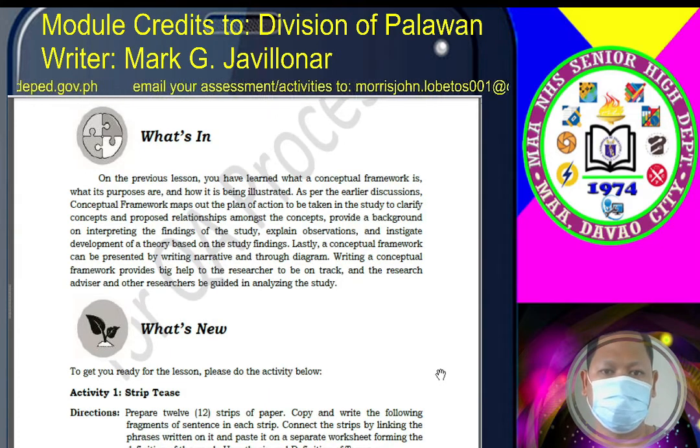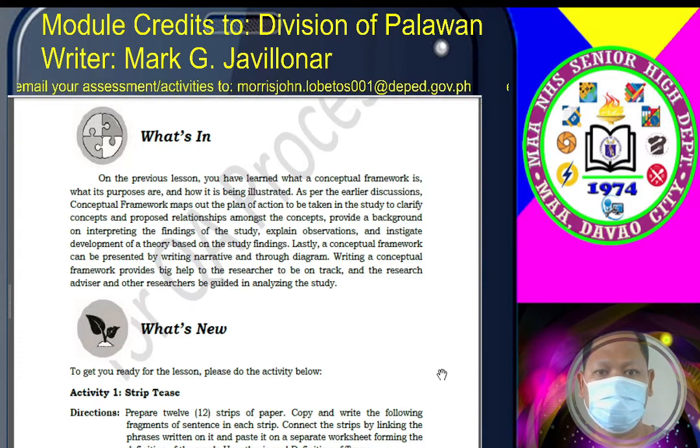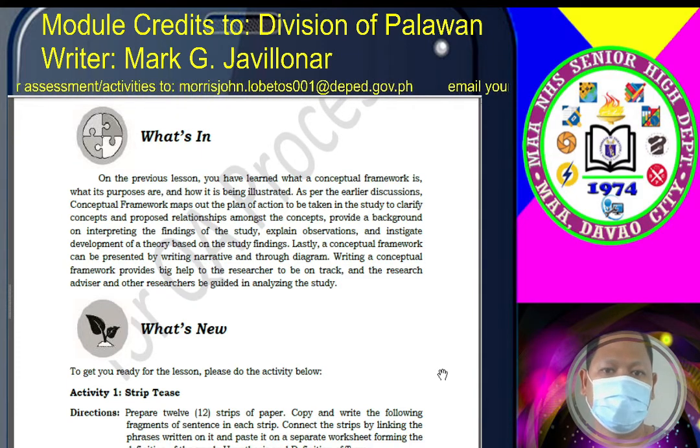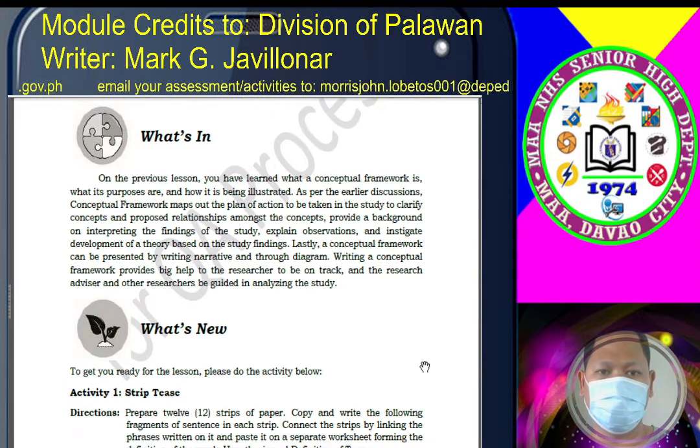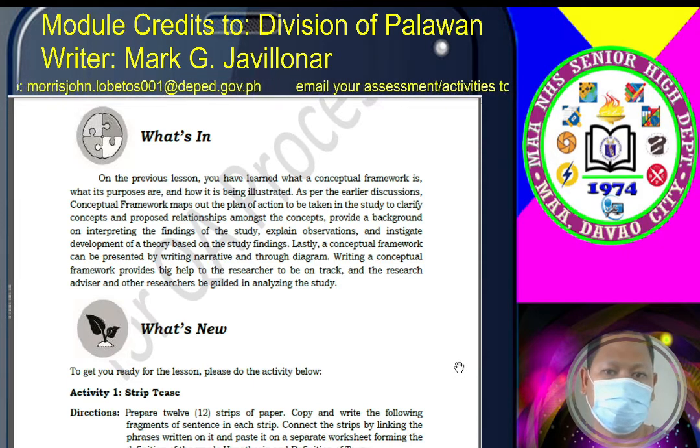In a previous lesson, you have learned what a conceptual framework is. A conceptual framework maps out the plan of action to be taken in the study to clarify concepts and propose relationships among the concepts, provide a background on interpreting the findings of the study, explain observations, and investigate development of a theory based on the study findings. Lastly, a conceptual framework can be presented by writing a narrative and through a diagram.